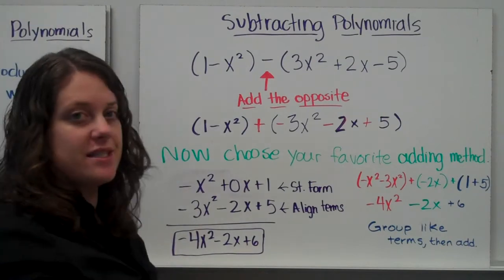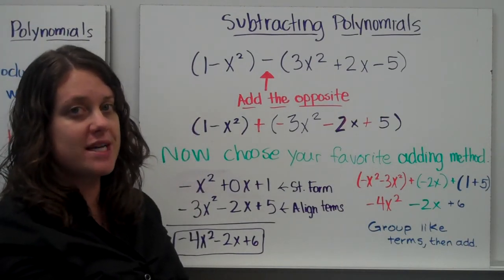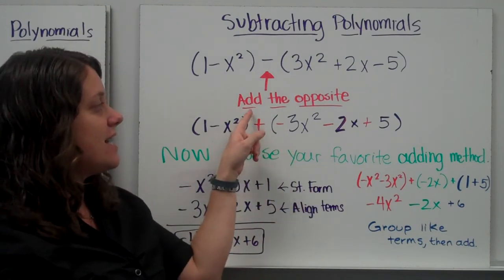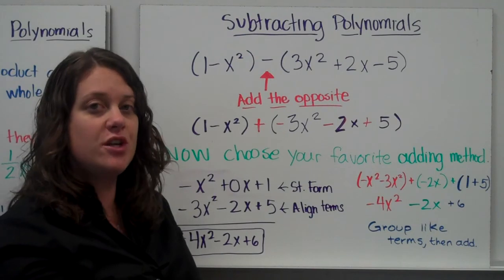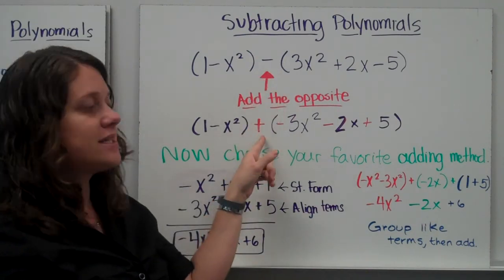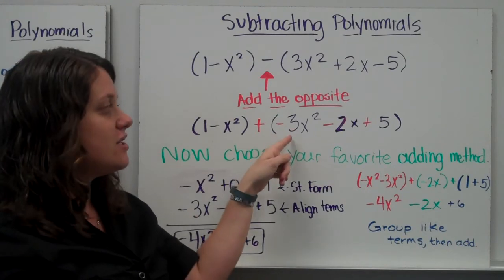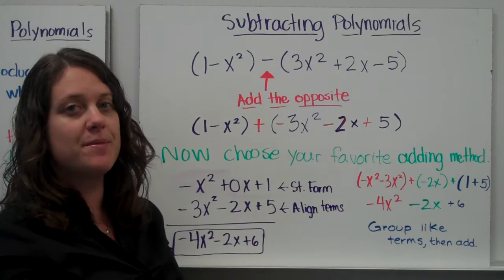So when we subtract, it's going to be very similar. The only thing we need to remember is that before we start subtracting, we're going to change it to adding the opposite. So you learn this when you learn subtracting integers. So you're going to use this with subtracting polynomials. So you change the minus sign to a plus sign, and then you need to change each of these terms into their opposite.